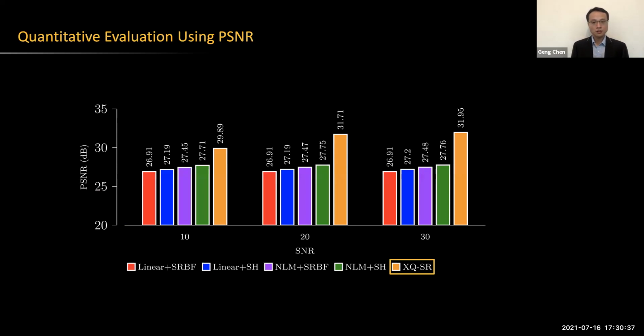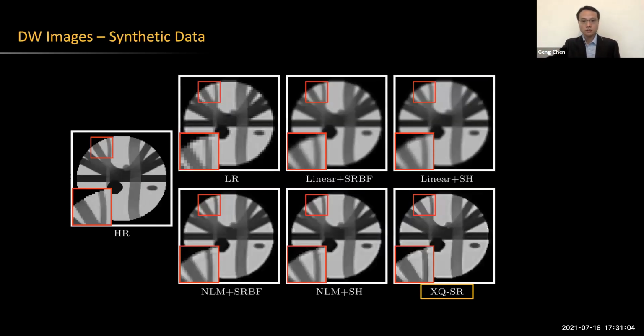Okay, so this is the PSNR results. It can be observed that for different SNR, our method consistently provides the best performance. In particular, it outperformed the second best method by a large margin of about 3 dB when the SNR equals 30. This is a result for the diffusion images. The left one is the high resolution image. Our result is shown at the bottom right, and here is the low resolution image. We can see that the image quality is significantly improved by using our method. Especially in this close-up view, you can see that clear structure is recovered, and the result is close to ground truth. In contrast, the baseline methods all bring an over-smoothing effect to the result.